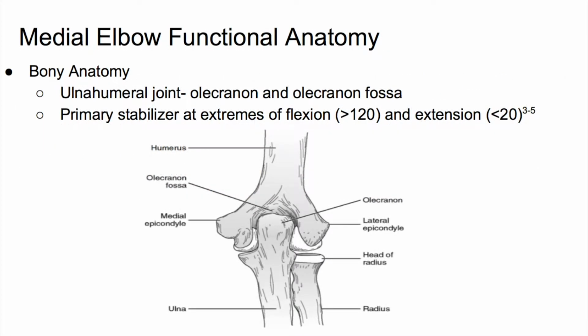Stability of the medial elbow comes from both bony and soft tissue anatomy. We find the bony anatomy to be the ulnohumeral joint, where the olecranon and the olecranon fossa meet. The bony anatomy acts as the primary stabilizer for the medial elbow in the extremes of flexion and extension. It provides stability from full extension to about 20 degrees of flexion as a primary stabilizer, as well as in extreme flexion from 120 degrees to full flexion.